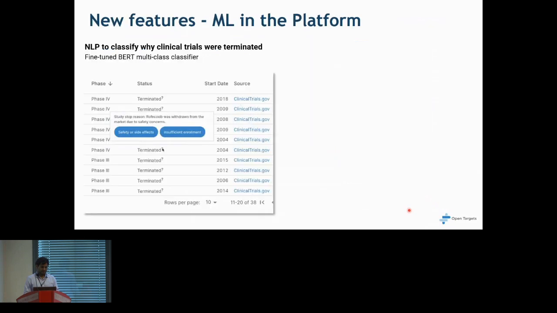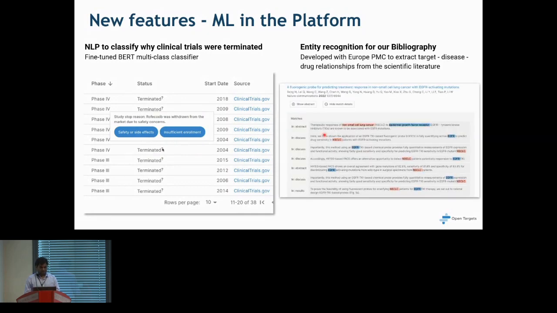So one recent example is where we used NLP to classify why clinical trials were terminated. Here you can see we read over 28,000 clinical trials, and these were then fed into the platform to understand why clinical trials were terminated. Another example is the entity recognition in our bibliography. We revamped our entire literature pipeline, and with the help of EuropePMC, we can now extract target, disease and drug relationships from the scientific literature that are highlighted.